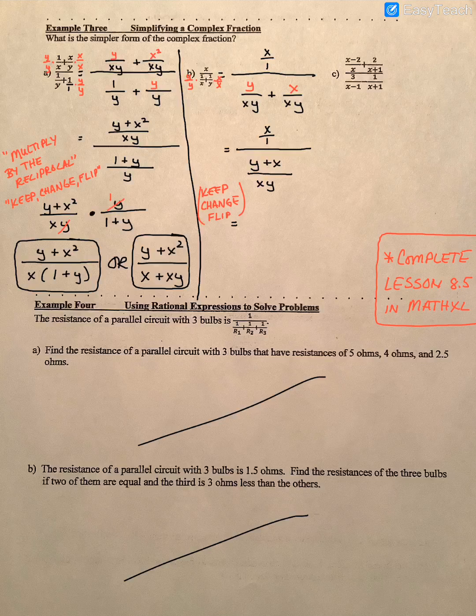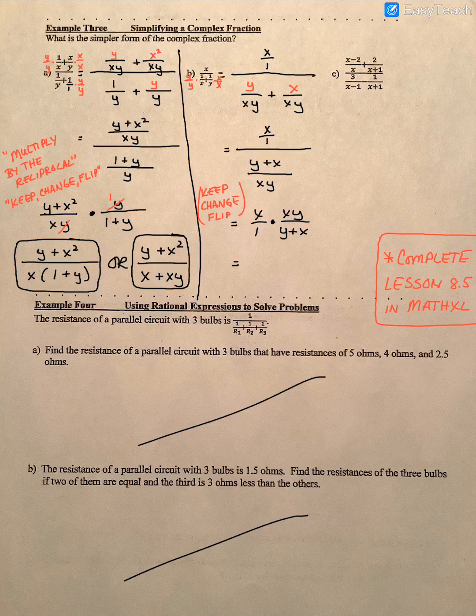So I'm going to keep my top fraction. So I'm going to keep x over 1. I'm going to change division to multiplication. And I'm going to flip the second fraction, or take the reciprocal. So it becomes xy over y plus x.